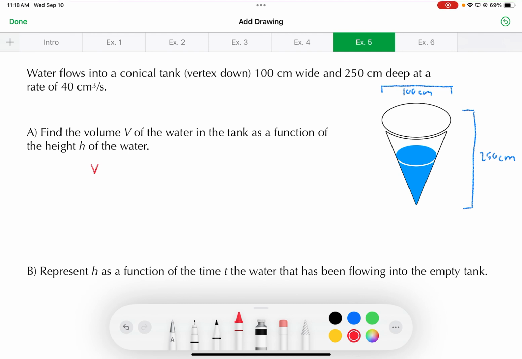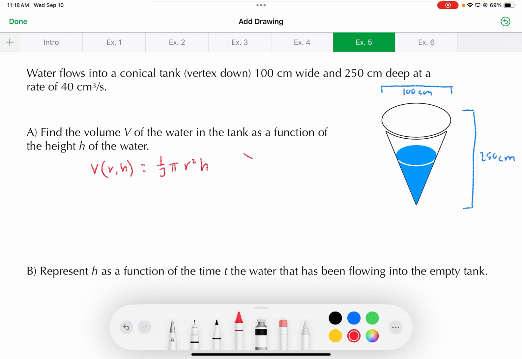It's not one we probably have memorized, is it? Okay, well, it's an expression or a function in terms of both the radius and the height. 1/3 pi r squared h. Okay, now where does that come from?